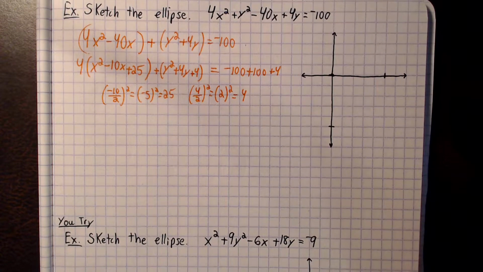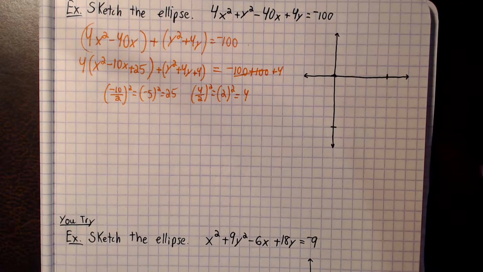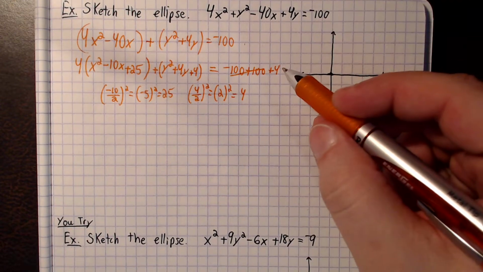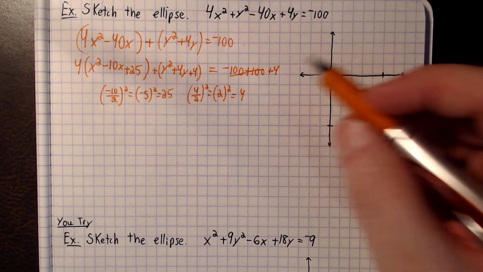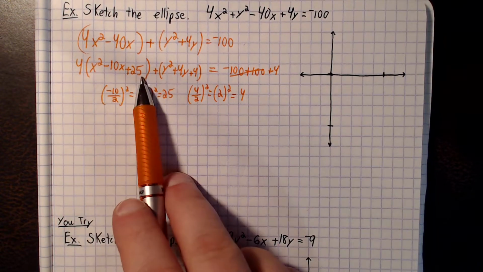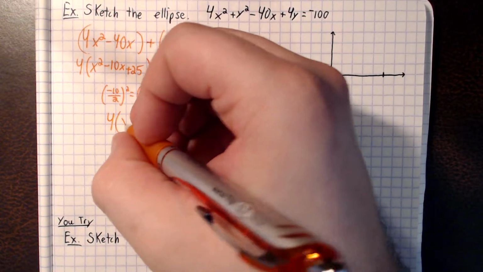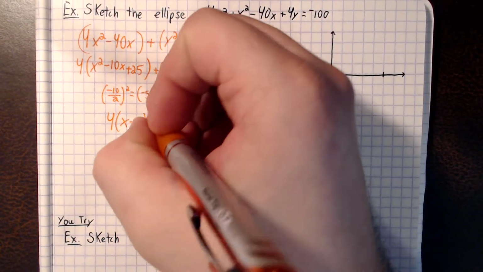So negative 100, positive 100, that cancels out. We've still got this 4 right here. I'm going to simplify this. We just use completing the square. So 4 times x minus 5 squared.